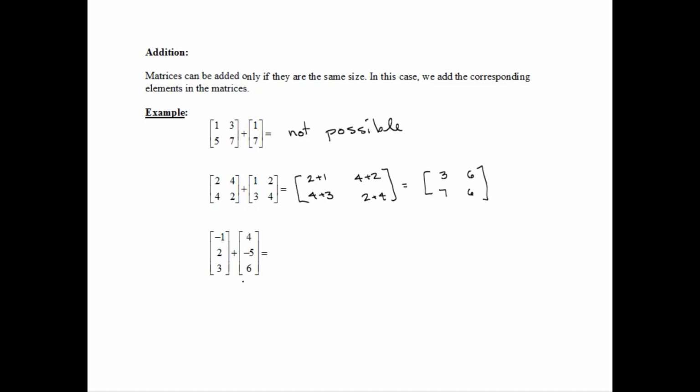Okay, let's add these two 3 by 1 column matrices. Notice they are the same size, so that means we can indeed add them. We're going to add them exactly the way you would think. Negative 1 plus 4 gives me 3. 2 plus negative 5 gives me a negative 3. 3 plus 6 results in a 9. That's how we add matrices.